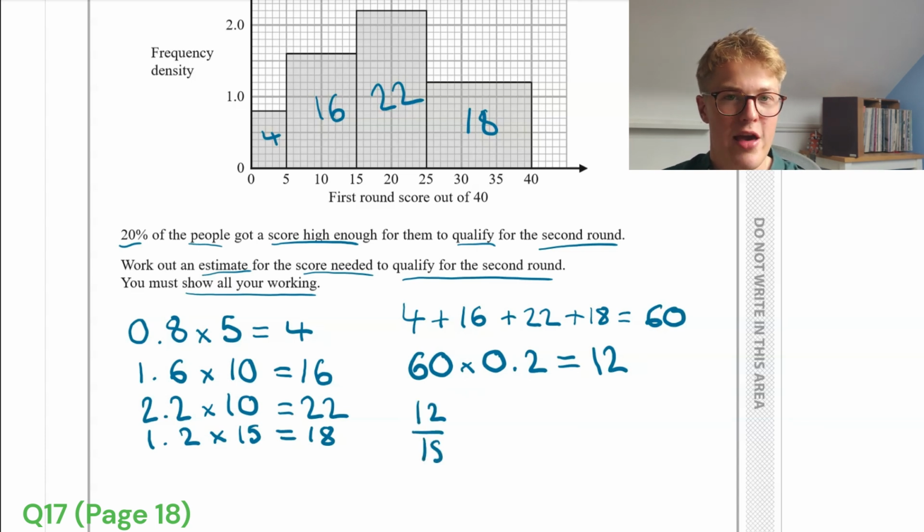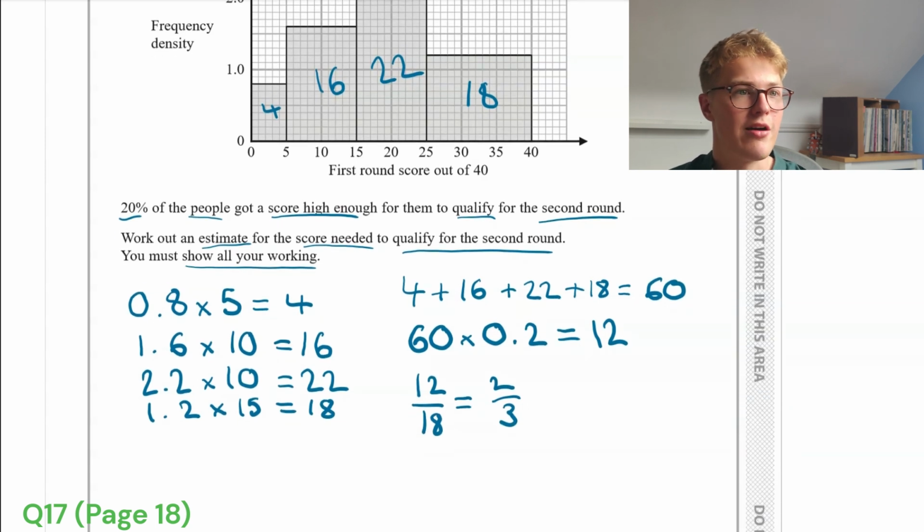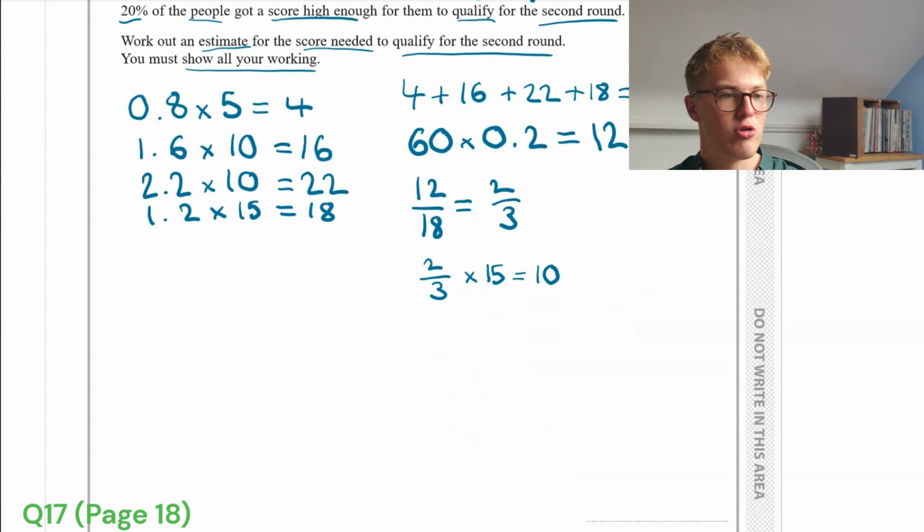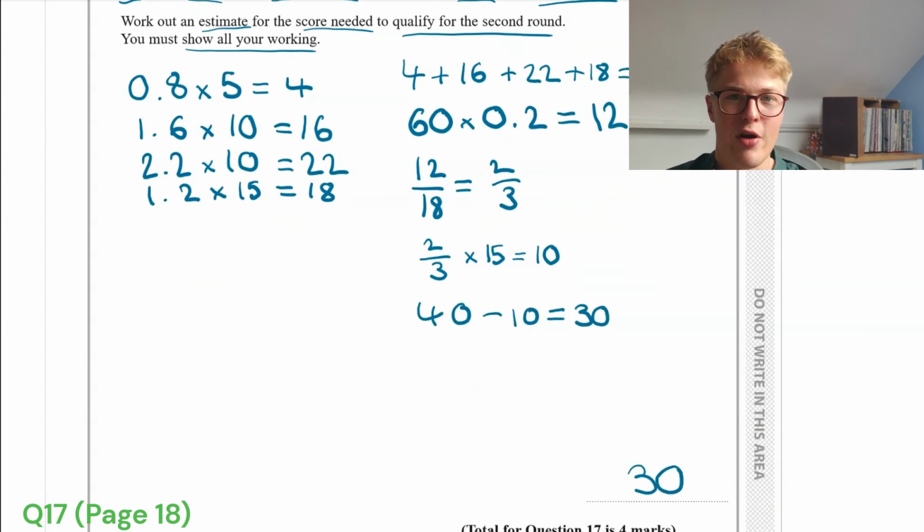Now, in the final section, we have 12 over 18, which is 2/3 of the way from the right-hand side. So we do 2/3 times 15, because that's the score within that final bar, and that is 10. So we go 10 from the right, and we find there's a score of 30. 40 minus 10 is 30, so therefore 30 is our final answer.